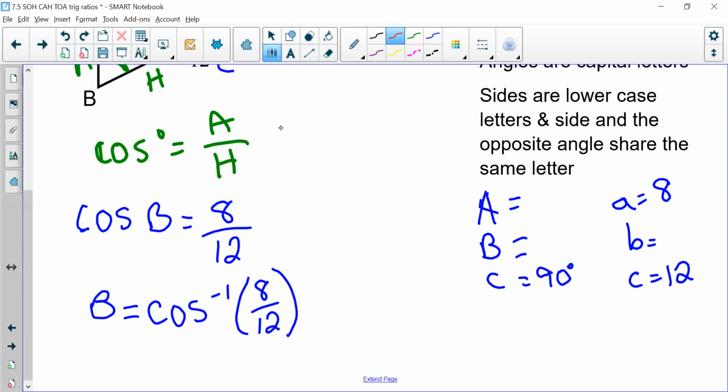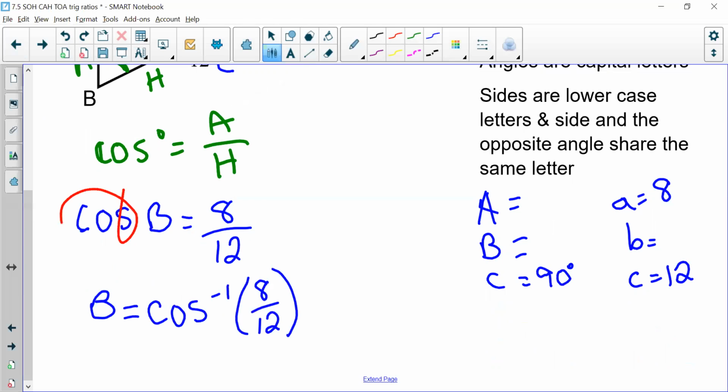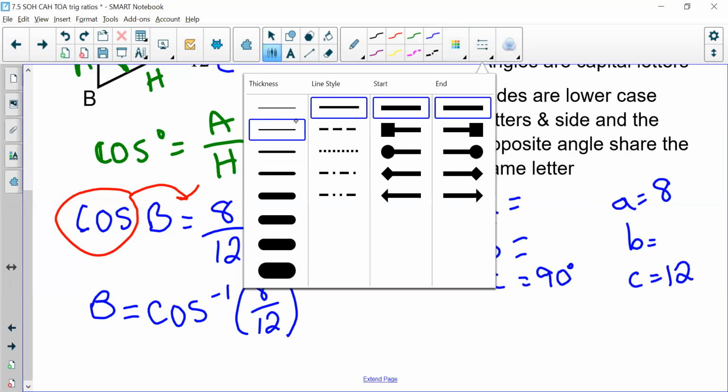And on your calculator, you're going to do cosine negative 1 of 8 over 12. Lauren said she has it there. Let's round to whole numbers. Lauren, tell me one more time, what did you get? 48. Very good. B is 48.